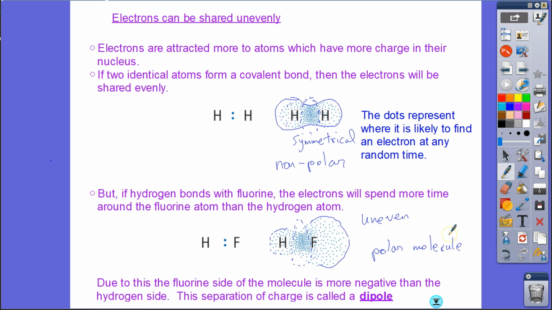And polar is a word that describes a thing that has two poles that are different from each other. Like the Earth has a north pole and a south pole. Magnetic fields are polar because there's two sides that are different from each other. In molecules, when you say a molecule is polar, it means the electrons can spend more time around one atom than the other atom.